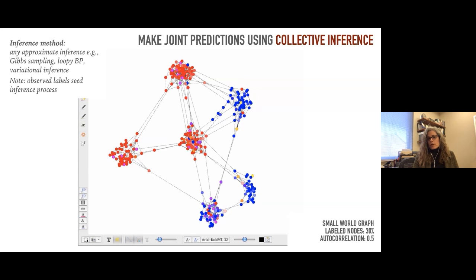And then the pastel colors show you the nodes that are not labeled, but you can still tell that they're red or blue. And then the collective inference process essentially goes through iterations where you just successively update your prediction based on the current predictions of the neighbors. And in this case, you can use any type of approximate inference method like Gibbs sampling or loopy belief propagation or variational inference to do this.